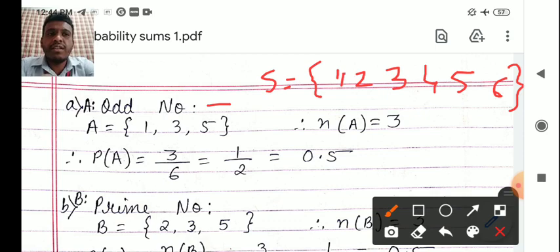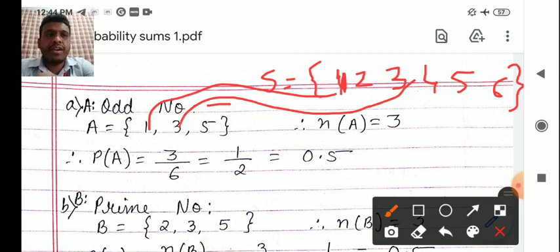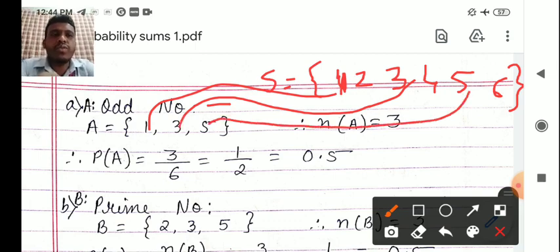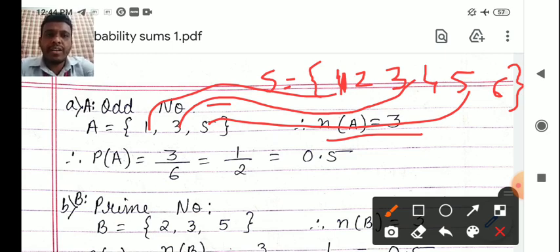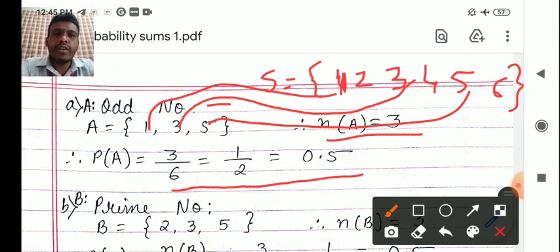Out of these, this is 1. Okay, so how many are odd numbers? 1, 3 and 5. So these three things will come here. A equal to {1, 3, 5}. So what is n of A equal to? It is equal to 3. So P of A is equal to n of A upon n of S. So n of A is nothing but 3 divided by n of S, which is 6. So 3 divided by 6 is 1 upon 2, which is equal to 0.5.